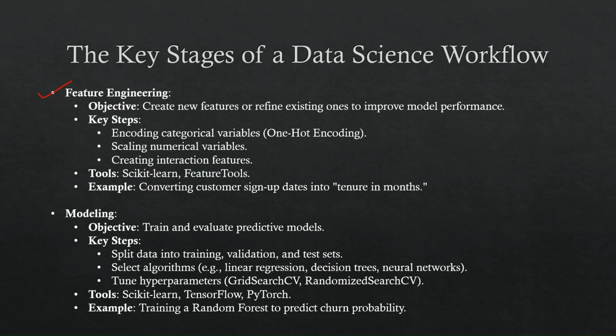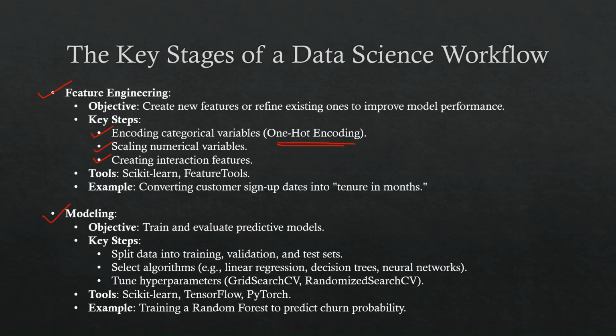The next stage in data science workflow is feature engineering. It is used to create new features or refine existing ones to improve model performance. Like you can scale numerical values, create interaction features, or encode categorical variables. And here is an example, one-hot encoding. We will study about it later in depth.